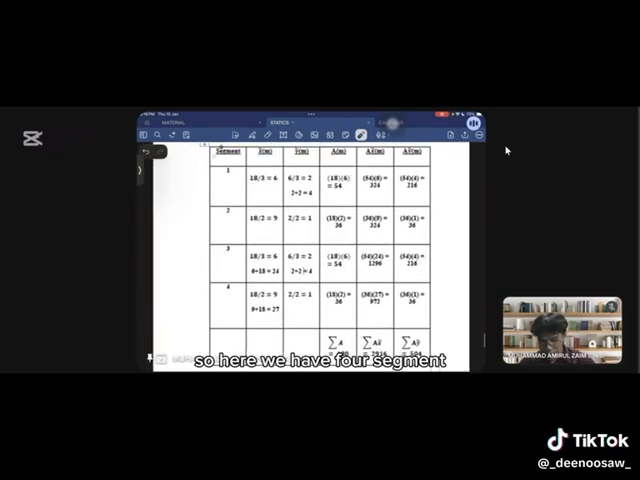So here we have 4 segments, and first we will calculate the centroid of the x-axis of each segment, the centroid of the y-axis for each segment, and then the area of each segment. When we have these 3 pieces of information, we will use the area. We will multiply it with the x and y centroid to get the area times centroid x and area times centroid y.